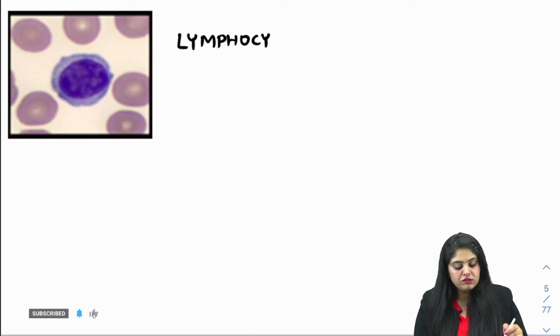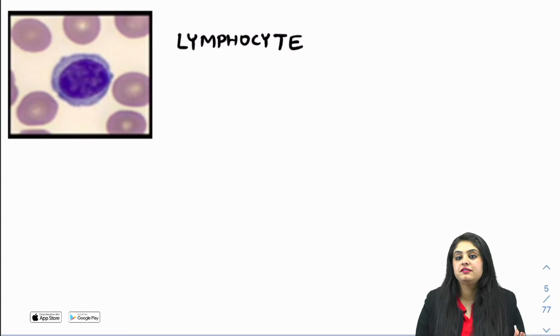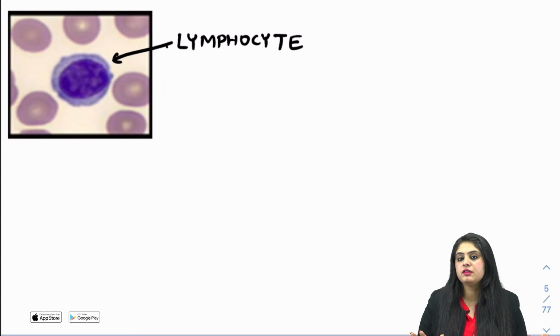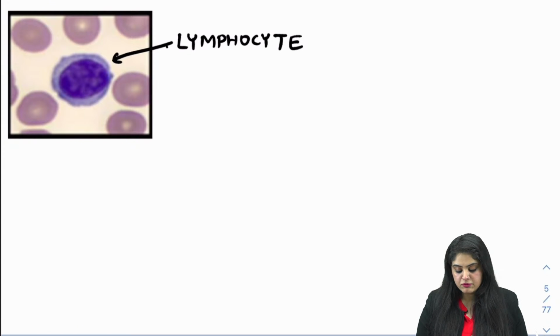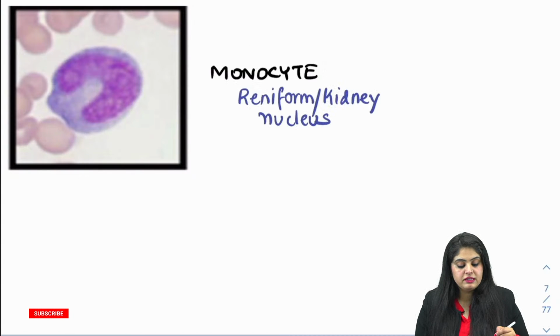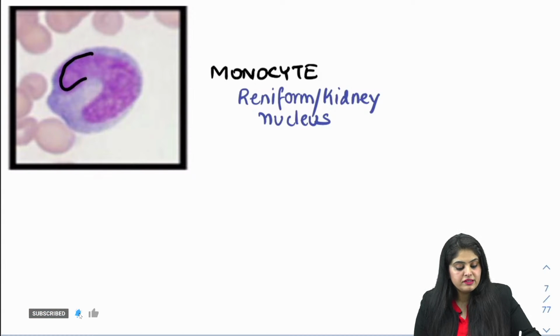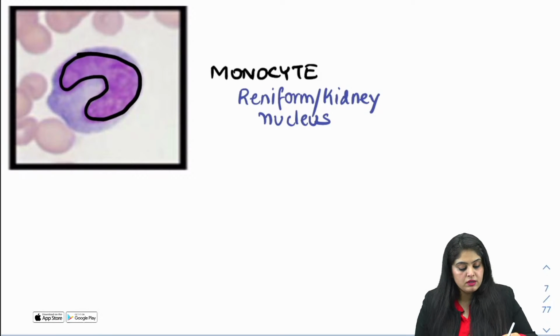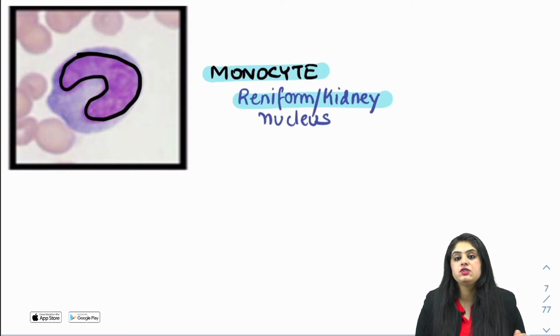The next one is the most simple looking cell, and that is going to be a lymphocyte. There is nothing fancy about a lymphocyte. It is a simple round cell with a round nucleus. There is nothing elaborate about it. Okay, let's move forward. The next cell is referred to as kidney shaped. As soon as I see a nucleus which is like a kidney, I know I'm talking about a monocyte. Monocyte is that kidney shaped nucleus. That's the way of identifying it.